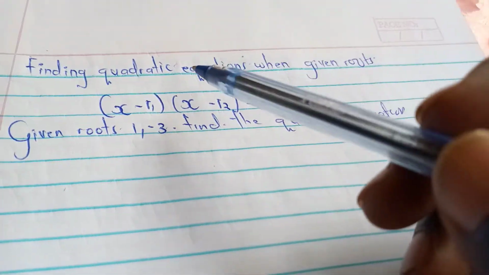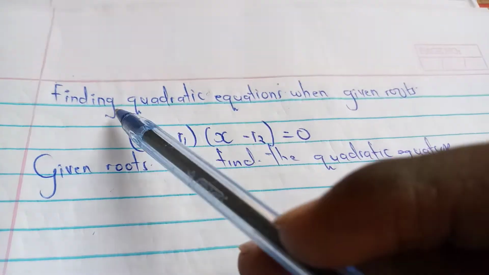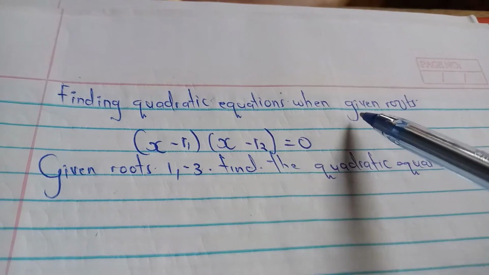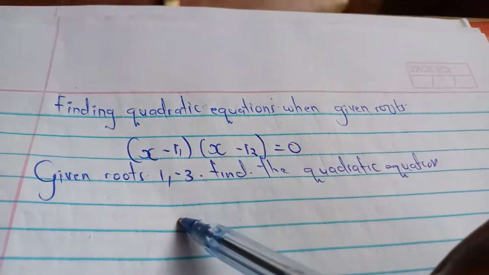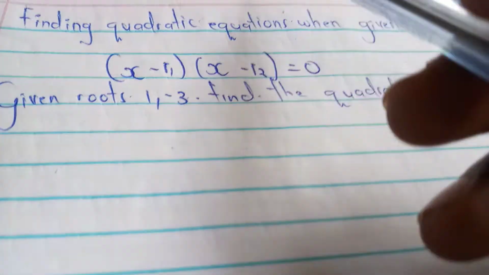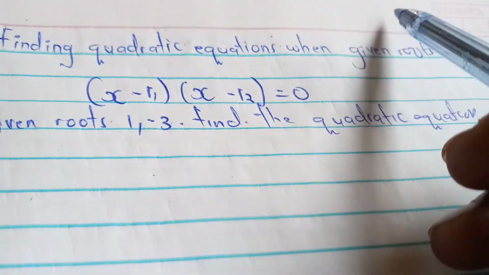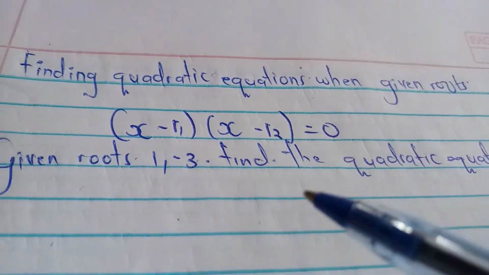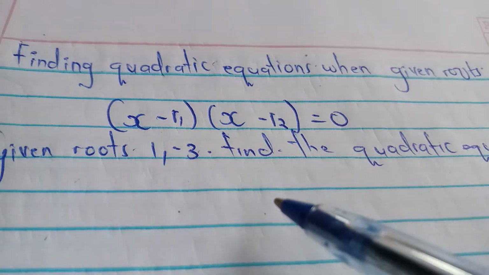Hello kings in mathematics. So today we are going to see how to find quadratic equations when given roots. This time you've been given the answers, maybe x1 is equal to 1 and x2 is equal to 2, and you instead want to find the quadratic equation. How do we form that equation?